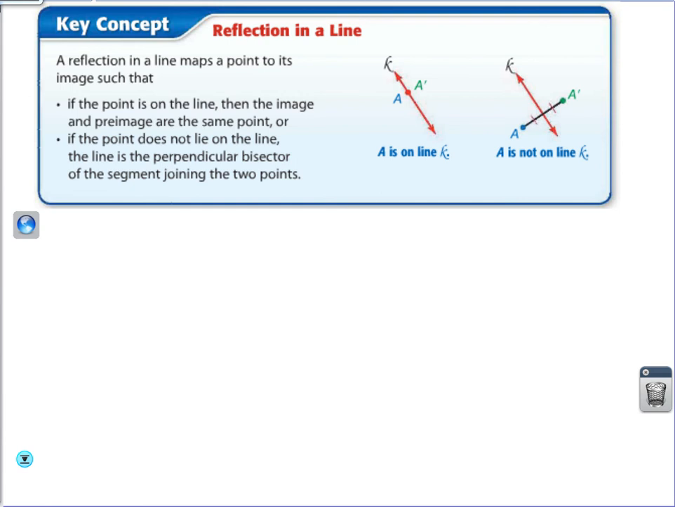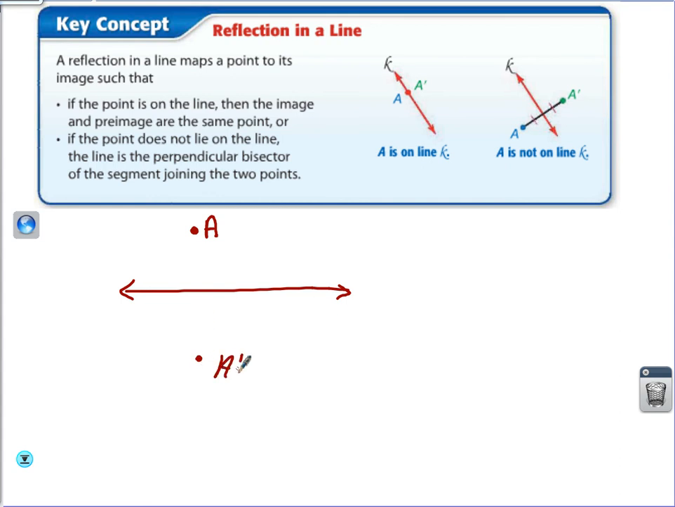Reflections. It says a reflection, and y'all don't have to write all this down. A reflection in a line maps a point to its image such that if the point is on the line, okay, let's talk about the reflections. Again, when you're performing a reflection, it's going to pretty much preserve distance. Let's say you want to reflect that point across the line. The biggest thing to remember is distance is preserved. If this is A, reflected across the line, let's say that's 3 inches away, well, its reflection will also be 3 inches away, A prime.